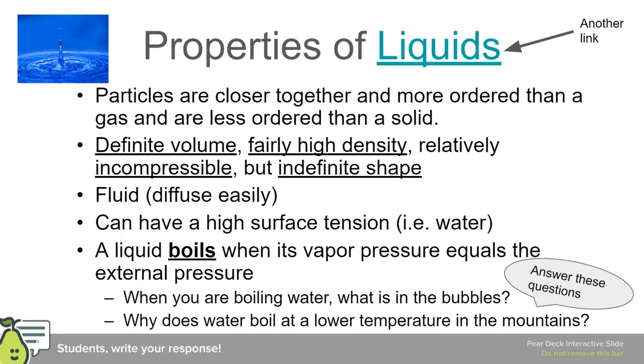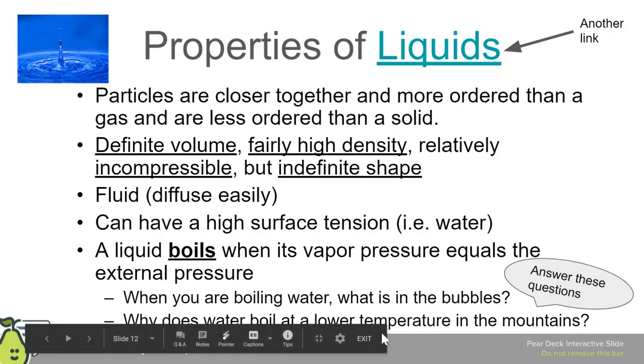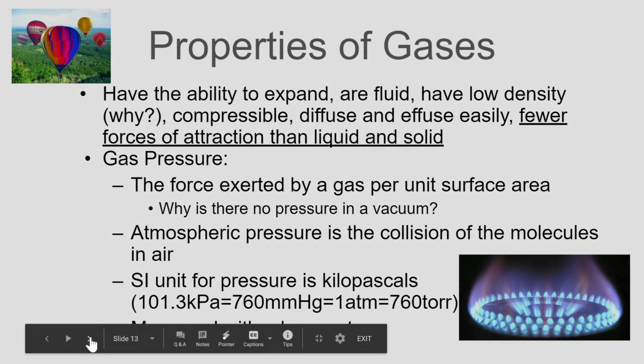So up in the mountains, you have a lot less pressure. And so therefore, the water vapor is able to escape because it's not being pushed down by the atmosphere around it. So go ahead and make sure that you've answered this slide before you move on.